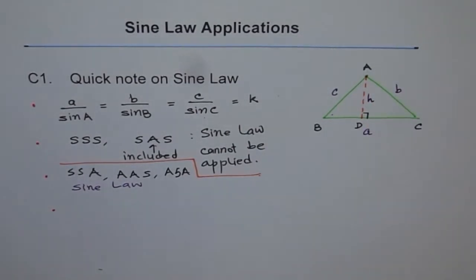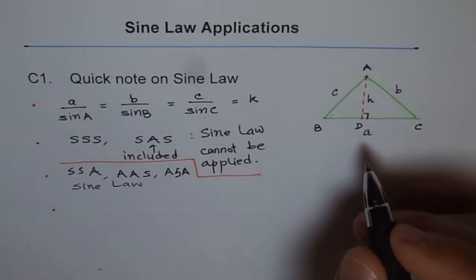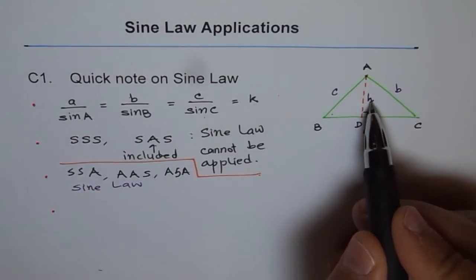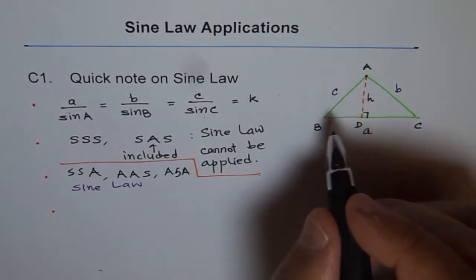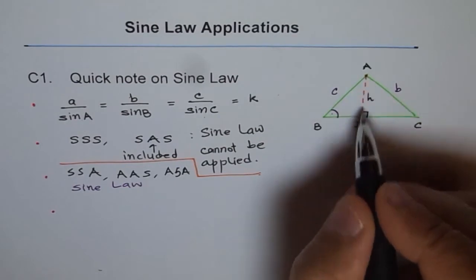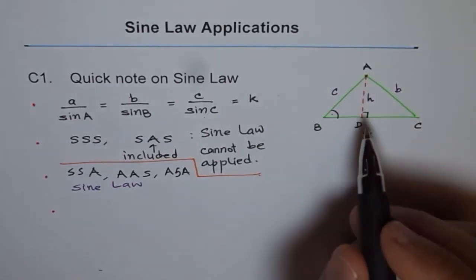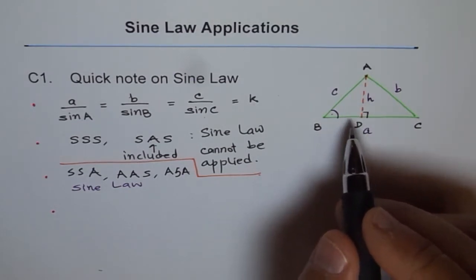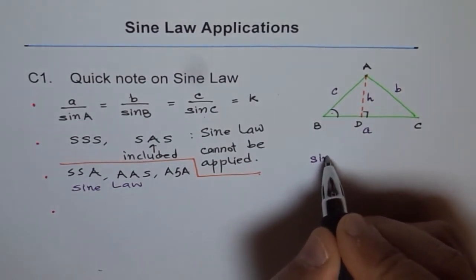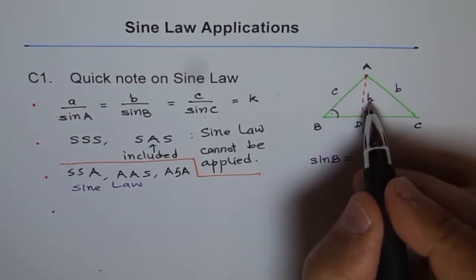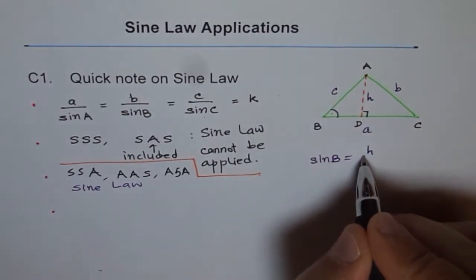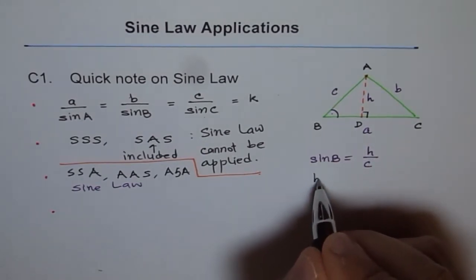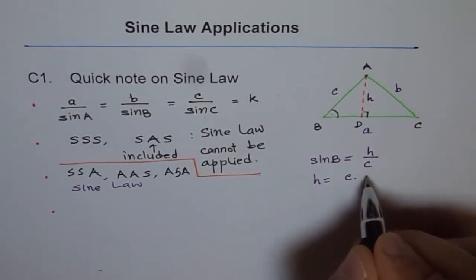Okay, so what I'm trying to share with you is that if you look into this triangle, then what is h equal to? Let's look into this height. Let's say we are trying to solve this triangle. So we can find height in terms of sine b, right? So what is sine b? Let us say sine b is equal to h over c, right? h over c. Now that means height is equal to c times sine b, right?